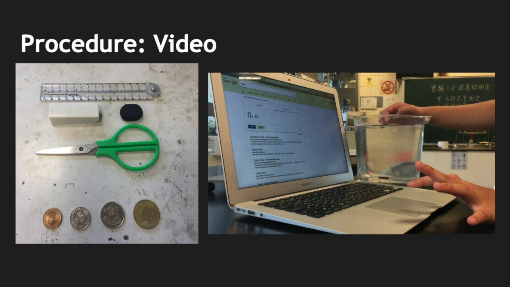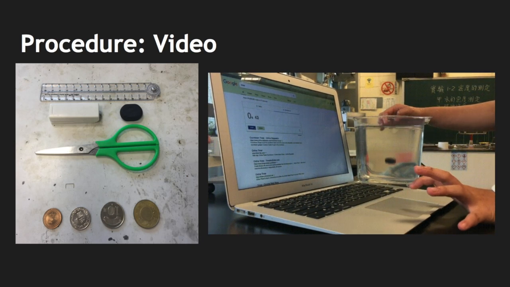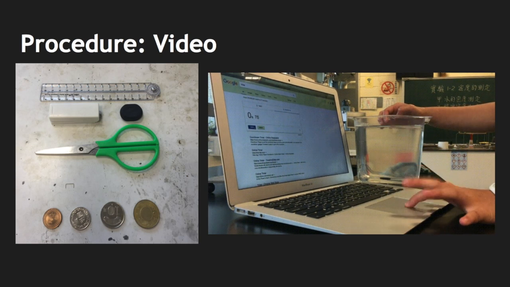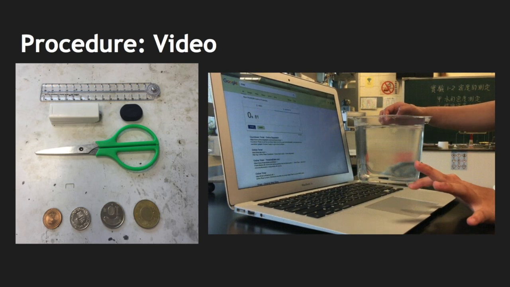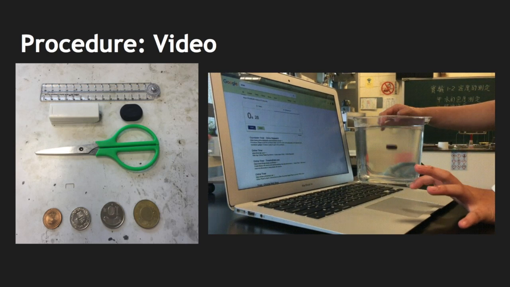I first drop the object into the water while I press start for the timer. As the object touches the bottom, I press stop, and I record the seconds it takes. Then I repeat all of these steps for all the other objects.